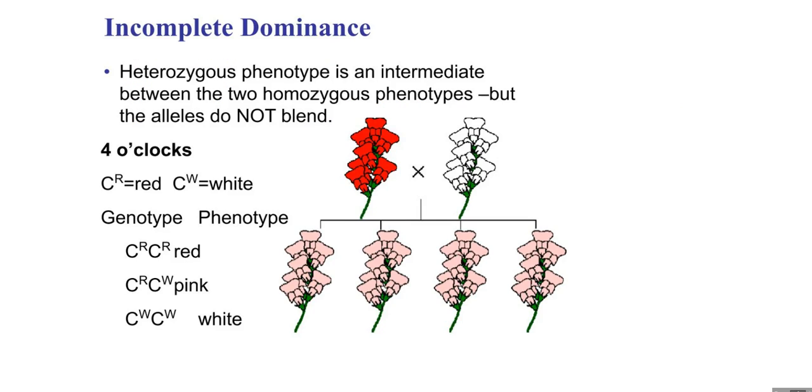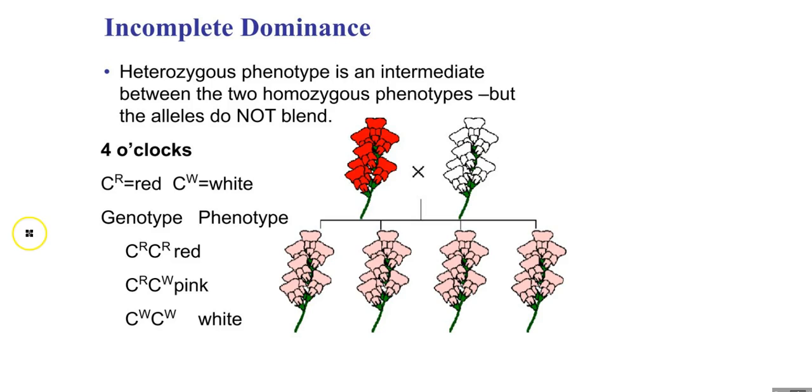Here's an example of incomplete dominance using plants. Here we have 4 o'clock flowers, and notice here that we have our parental phenotypes. We have a red flower plant and a white flower plant. All of the offspring here, the F1s, are showing pink. That is that intermediate phenotype, some type of blend between the phenotype of red and white.